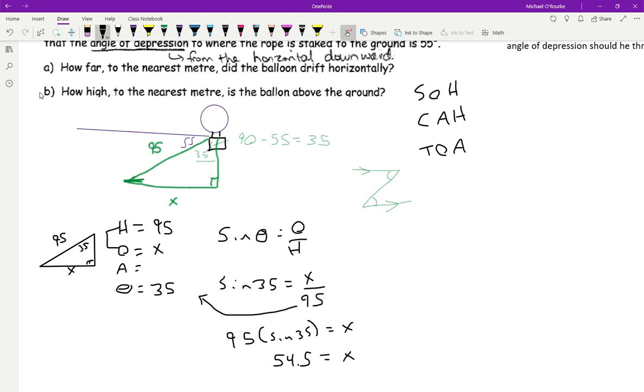Now the question is, we'll let everyone get set up for a second. The question is, how high is the balloon? Now there's two ways to solve this as well. So right now we have this going on. We have 95. We have 54.5. We want to find this. We know this is 35. In fact, today we know this is 55.